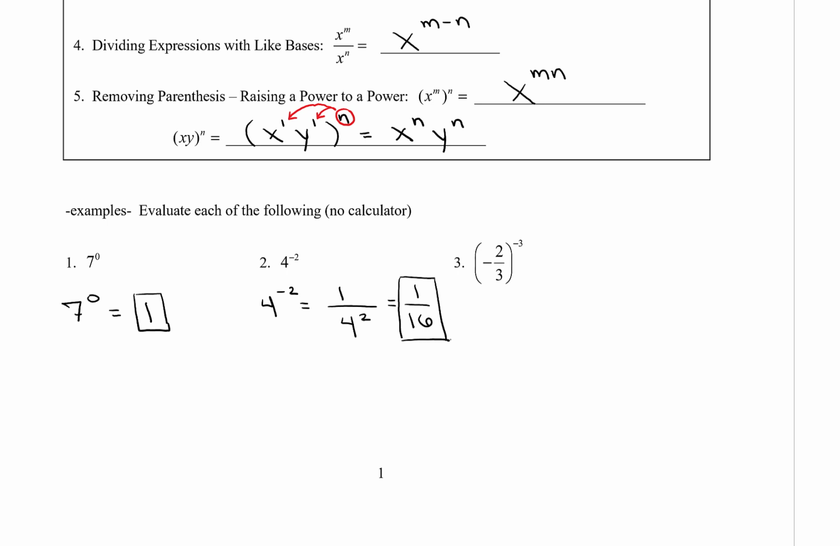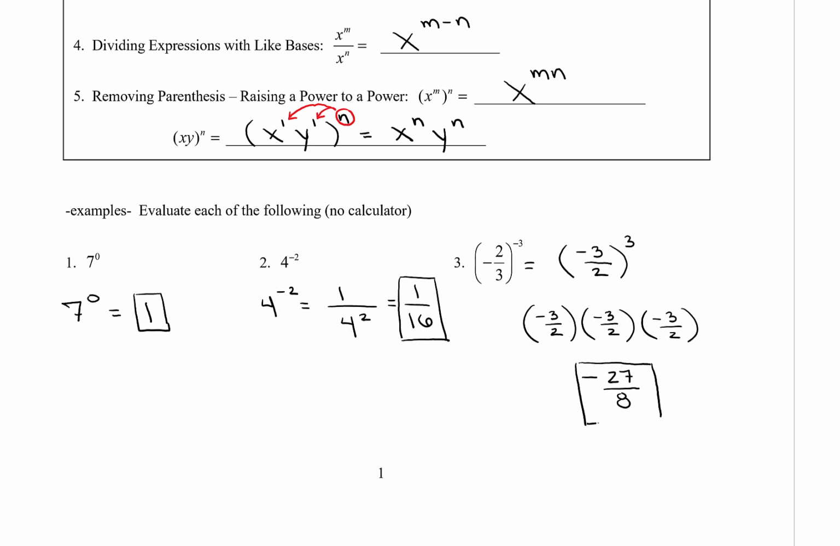Number 3, we have negative 2/3 all inside of a set of parentheses raised to the negative 3 power. So first thing, I'm going to rewrite this as negative 3/2 inside parentheses raised to the positive 3 power. And now this is going to be equal to negative 3/2 times negative 3/2 times negative 3/2. And if we simplify this out, we will end up with negative 27 over 8. And I'm going to go ahead and box that answer in.